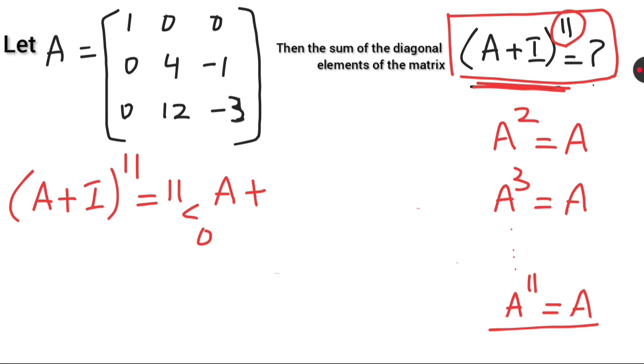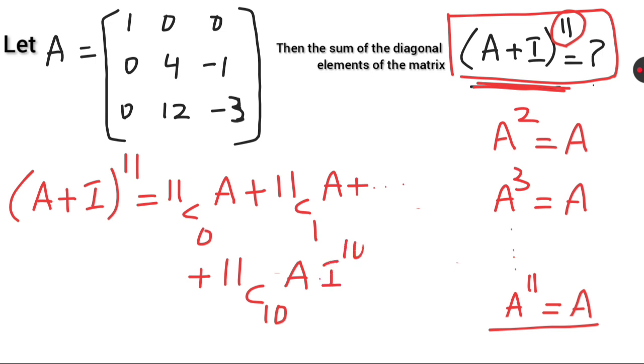Plus, what is the second term? 11c1 A raised to the power of 10 times I raised to the power of 1. A raised to the power of 10 is nothing but A, so A times I is nothing but A. And like that, up to so on. Just write the last two terms, before the end: 11c10 A raised to the power of 1 is A only, then I raised to the power of 10 is nothing but I only. So A times I is nothing but A only. So simply write this as A.